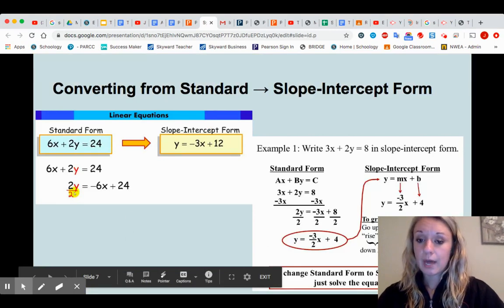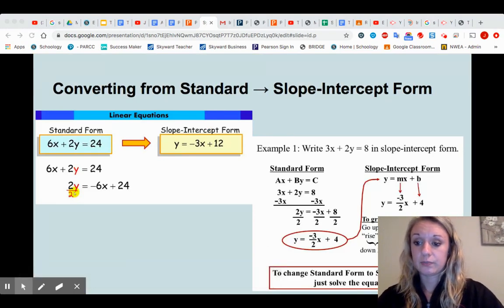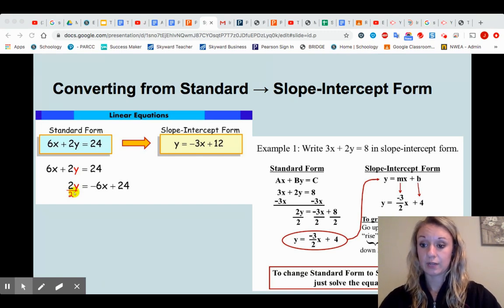If you don't remember how to convert from standard to slope-intercept form, you should pause this slide and take a look at the examples that you see. Essentially, what you're doing is you're solving the equation for y. You want to isolate y on the left side.